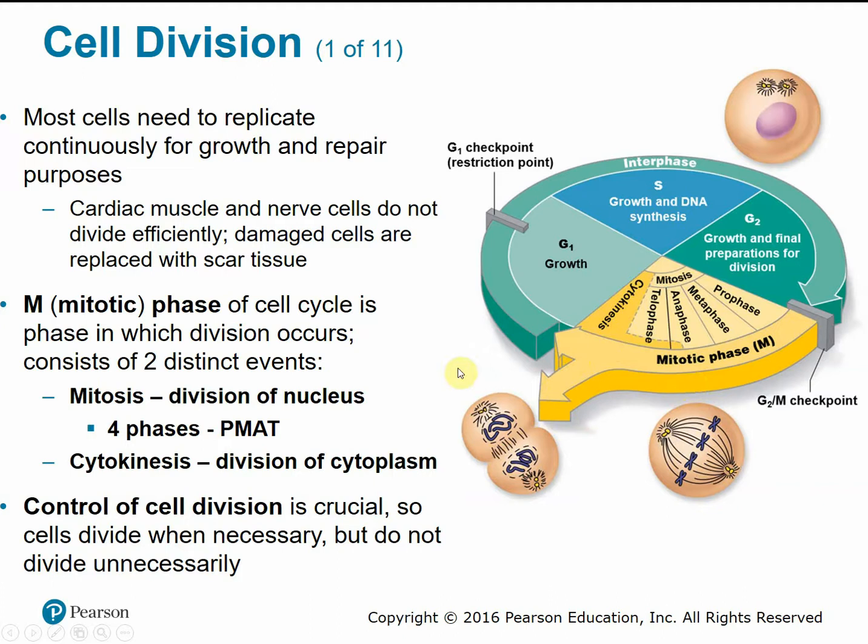So the control of the cell division process is crucial. So cells only need to divide when necessary. We don't want them to divide unnecessarily. So that could lead to things like cancer growth. So an uncontrolled cell growth is a type of cancer.